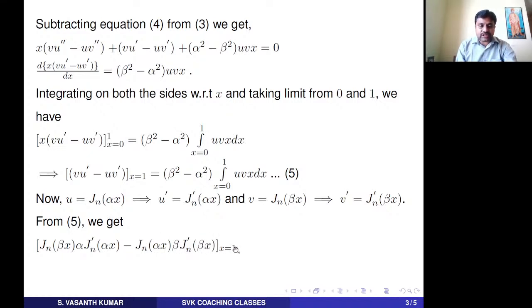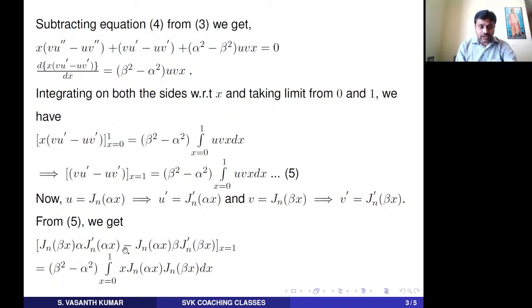So as x is running from limit 0 to 1, it is equal to (β² − α²) times the integral from 0 to 1 of u v. Substituting that value, x retains as it is: x Jn(αx) Jn(βx) dx. So this is what equation 5 becomes, in terms of Jn(αx) and Jn(βx).